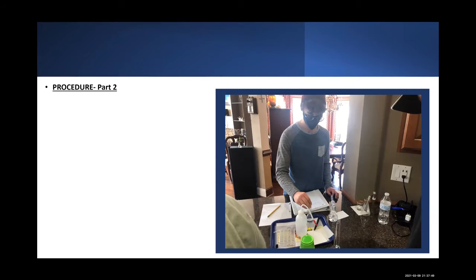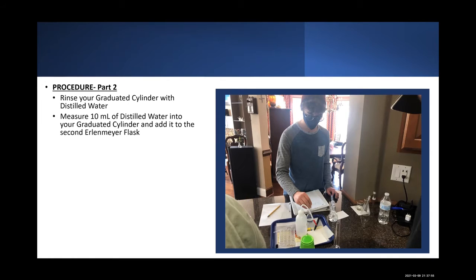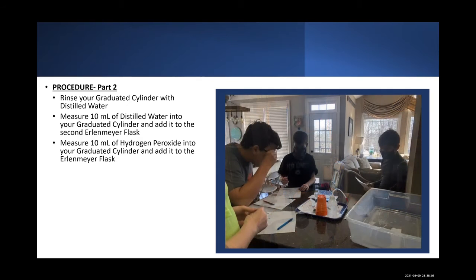Procedure Part 2. Rinse your graduated cylinder with distilled water. Measure 10 milliliters of the distilled water into your graduated cylinder and add it to your second Erlenmeyer flask. Then you're going to measure 10 milliliters of hydrogen peroxide into the graduated cylinder and add it to the Erlenmeyer flask. So next you'll add 4 milliliters of soluble starch solution to your Erlenmeyer flask.